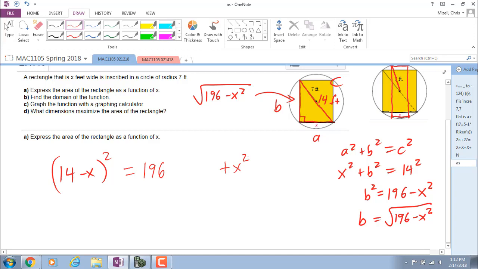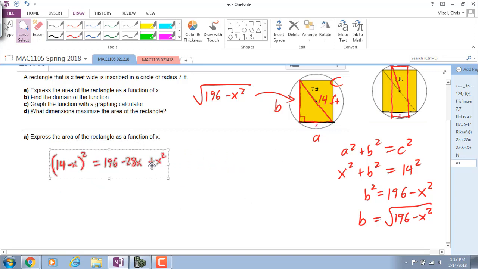If you FOIL it, say 14 minus x times 14 minus x, you get the 196, you get the plus x squared, but you get minus 14x, and you get another minus 14x, for a total of minus 28x. So when we take the square root of the sum or the square root of the difference, we just kind of have to leave it like that. It's not possible to say this is 14 minus x or 14 plus x. We're stuck with a radical, in other words. Just algebraically, we can't simplify the square root of a sum or difference in a nice way.